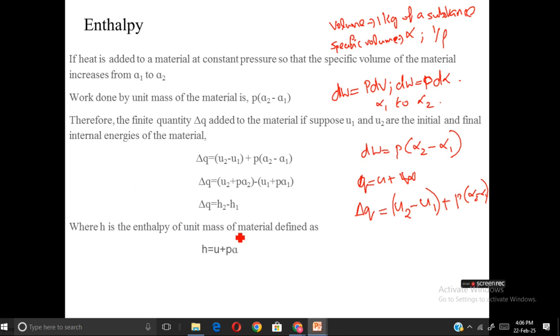Or delta Q can be written as U2 plus P alpha 2 minus U1 plus P alpha 1. We can just rearrange the equation and we will get this: delta Q is equal to U2 plus P alpha 2 minus U1 plus P alpha 1. We just rearrange based on the subscripts that we have.